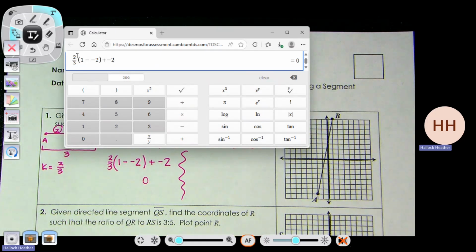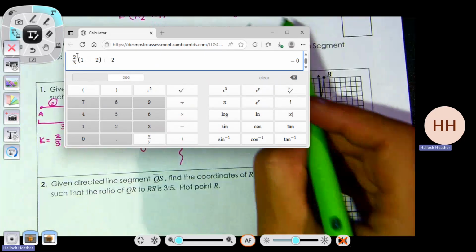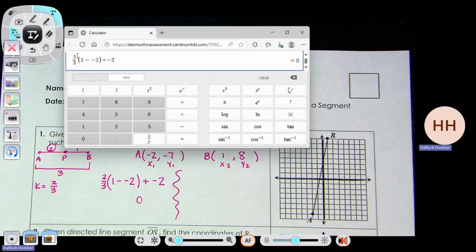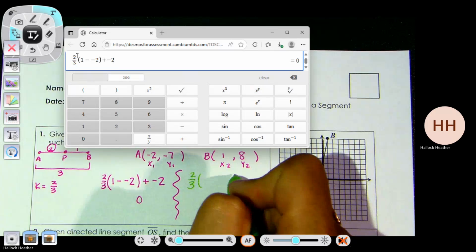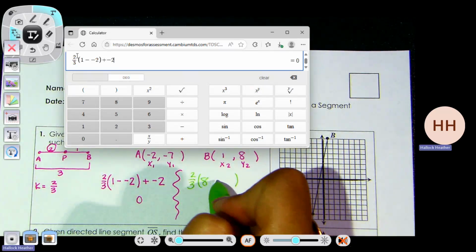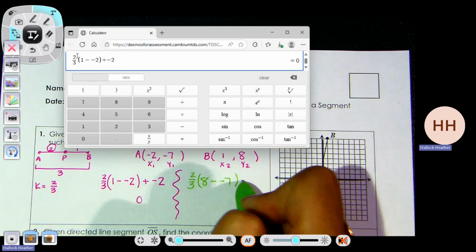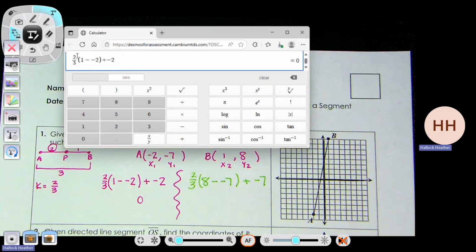So all we have to do is write it out and then we plug it into the calculator. So I still use 2/3. Oh, where's my formula? Can you see it? 2/3 is up here. 2/3 is your K. Y2 is 8. I'm minusing -7 and I'm adding -7 in the back. And then I'm going to type it into Desmos and it's going to pop out the answer.